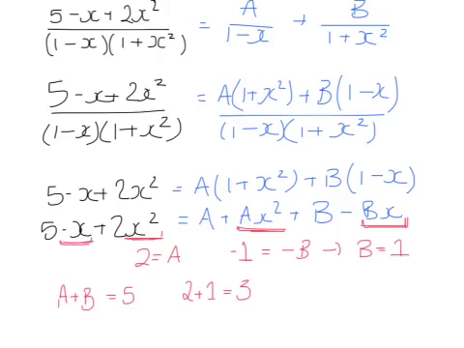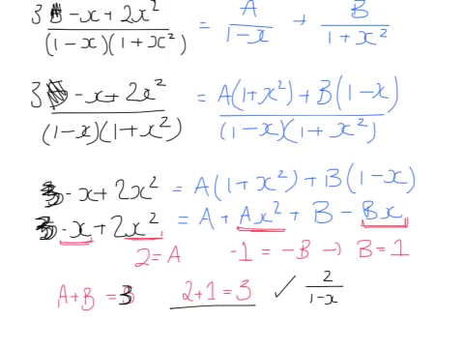Okay, just change the question. Change that to a 3. Makes much more sense. So we've now got a 3 there. A plus B is 3. 2 plus 1 is 3. So we knew that we've got the right values of A and B. So our partial fractions must be 2 over 1 minus x plus 1 over 1 plus x squared.